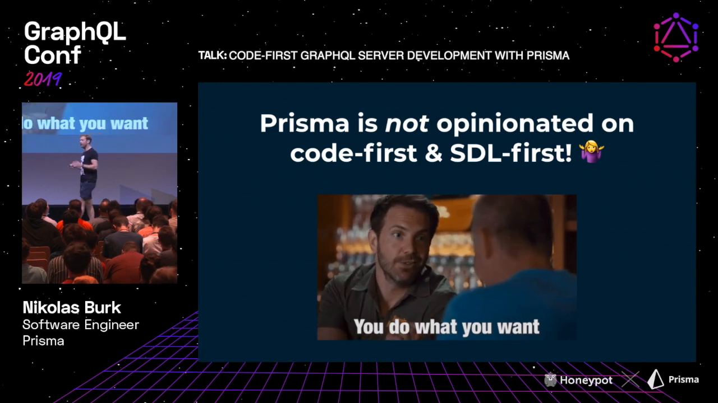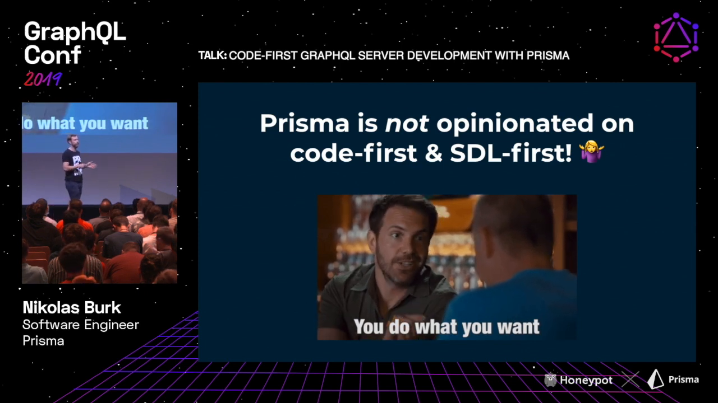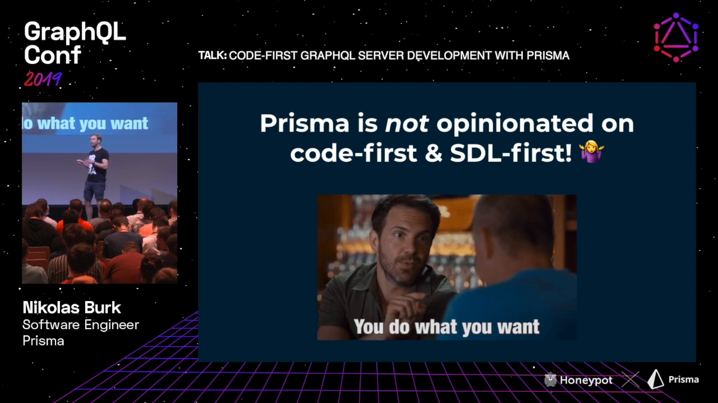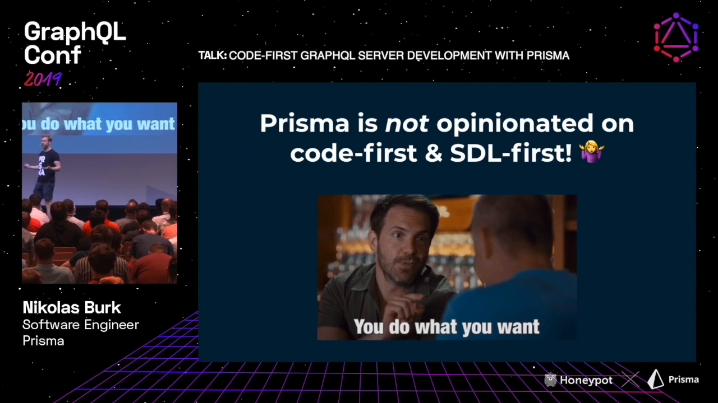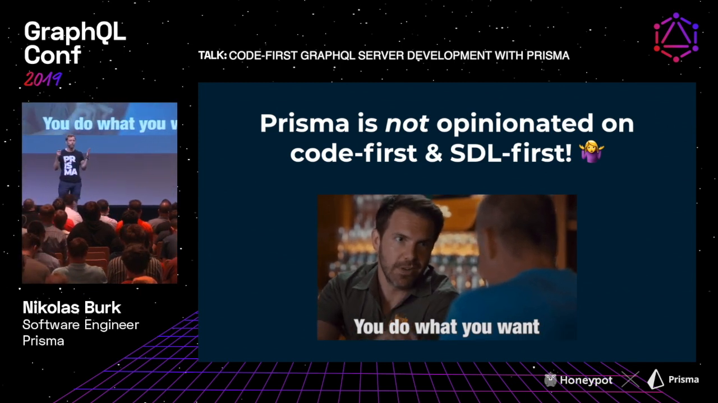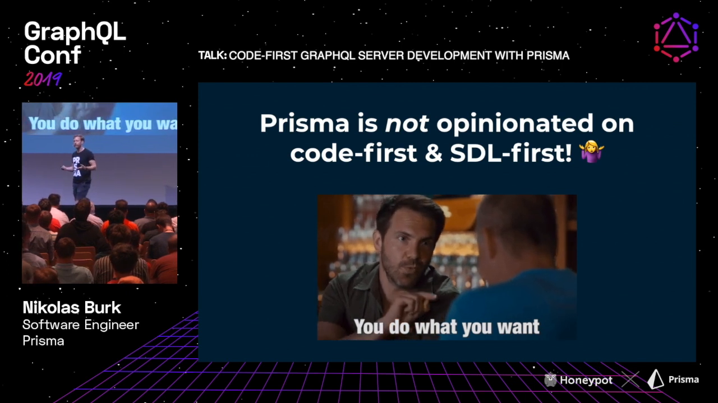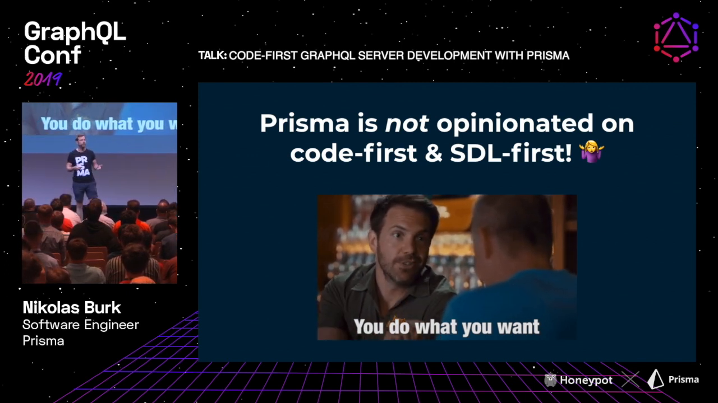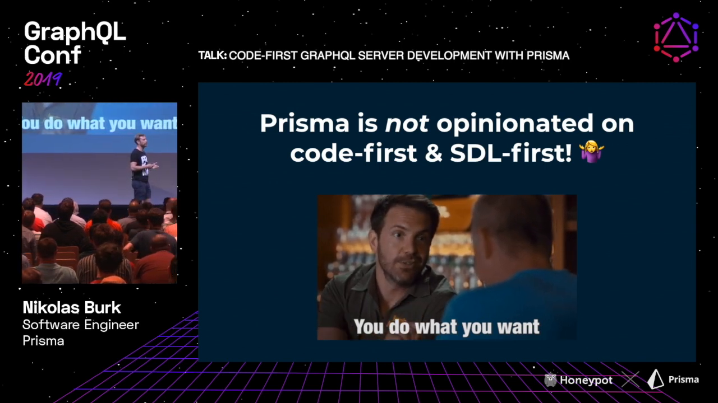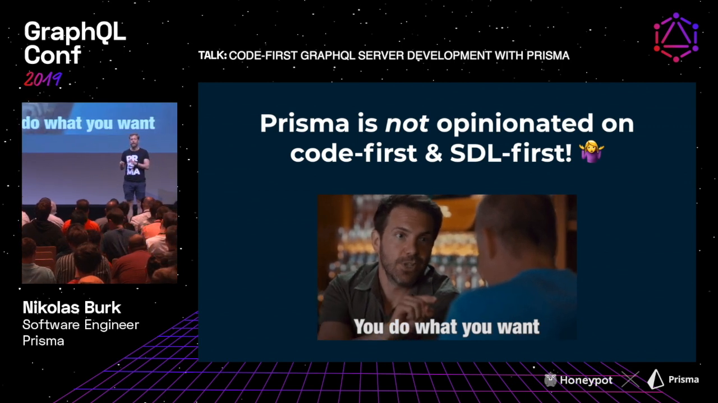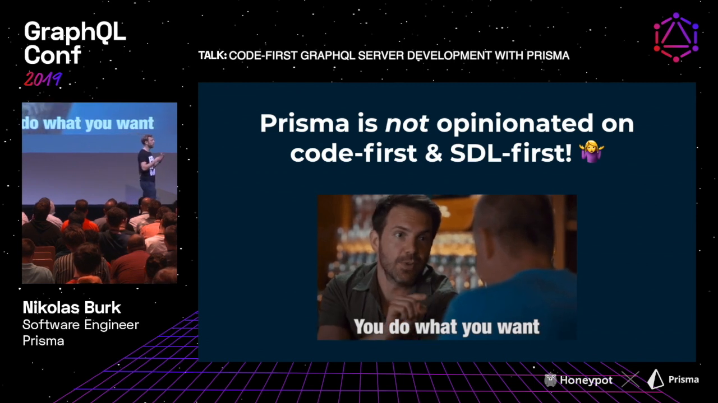And one really important thing about Prisma is that it's not opinionated on code first and SDL first. So while it might have sounded that I myself have a slight tendency towards code first, that's just my personal opinion. My role here today, or my job, is to provide you a good set of reasons to make an informed decision yourself on which of these 2 approaches you want to use. And for that, I want to point out that Prisma is not opinionated on SDL first and code first. You can use it to build a GraphQL server with either approach.